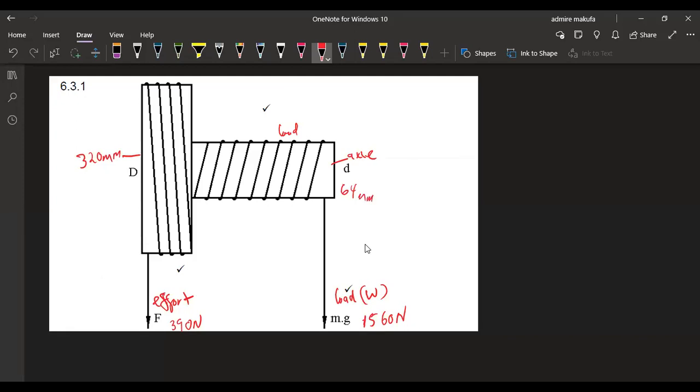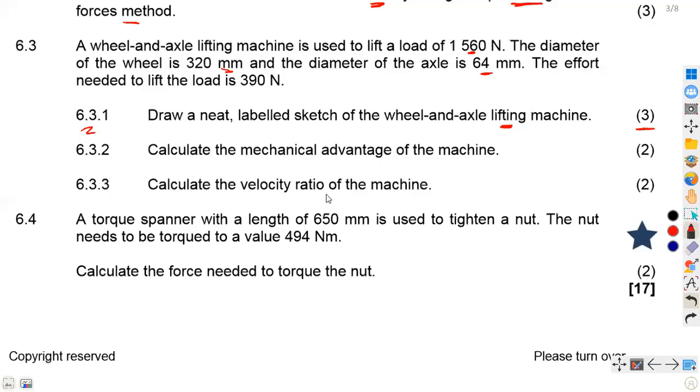So I want us to attempt the questions now that we are given, okay? That was 6.3, is it 6.3 or 6.5? Okay, so this is 6.32 now. On 6.32, we are given the question: calculate the mechanical advantage of the machine. Okay, that is 2 marks.